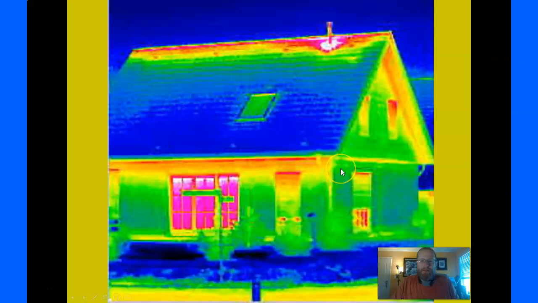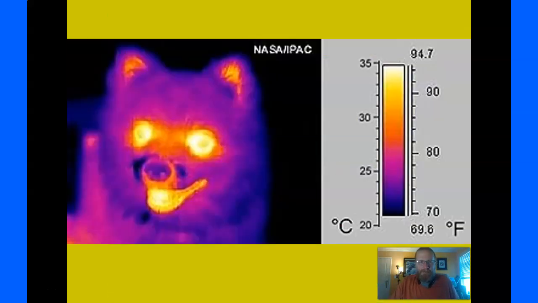Okay. You also take infrared pictures of animals. Here's a hellhound. Just kidding, it's not a hellhound. It's a Pomeranian, I think. But you can see where dogs lose most of their heat. Mouth, the eyes, and a little bit on the inside of the ears. Fur is pretty good at keeping heat in, so the fur doesn't get warm.